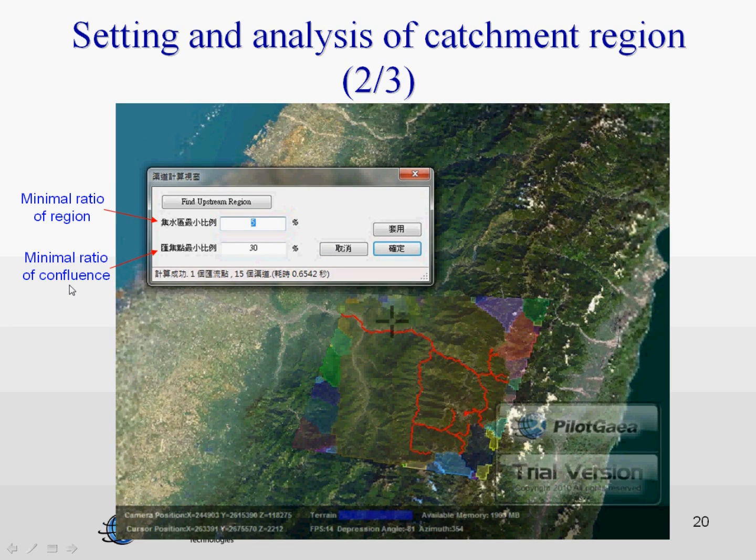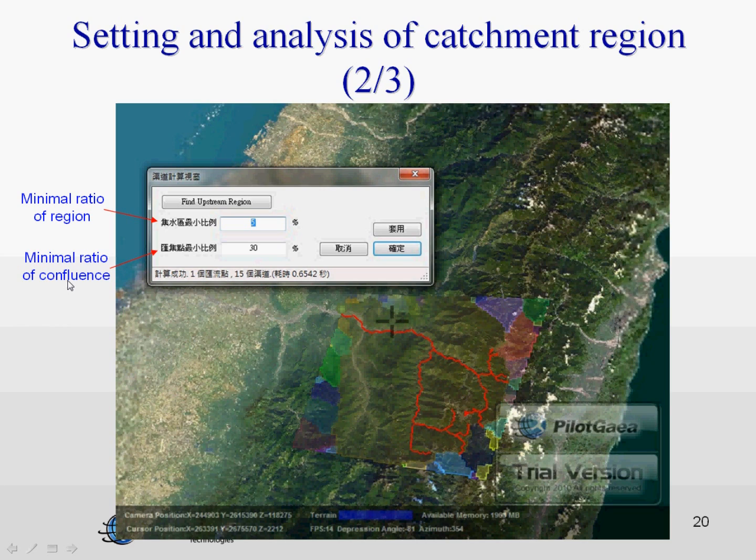The figure introduces the minimal ratio of a region and the minimal ratio of confluence. The minimal ratio means the region will be ignored when the value of the region is less than the value after calculation with the ratio. This is described in the algorithm path of water flow above.